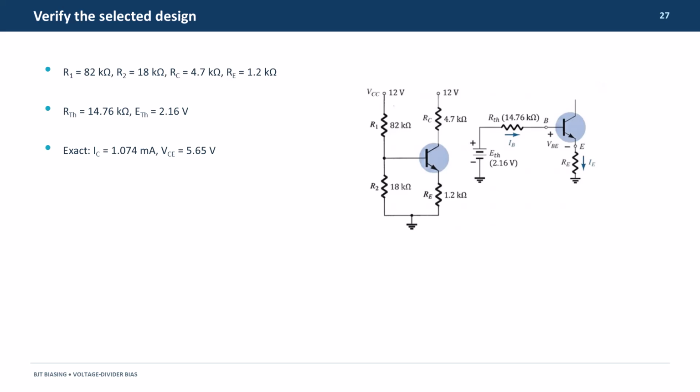With the selected standard resistor values, the Thevenin resistance is 14.76 kilohms and the Thevenin voltage is 2.16 volts. Exact calculation gives collector current 1.074 milliamperes and collector-emitter voltage 5.65 volts, close to the targets. Perform simulation using LTspice to verify the values shown here.